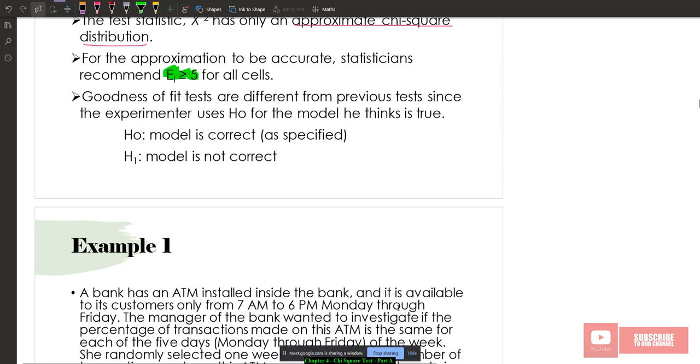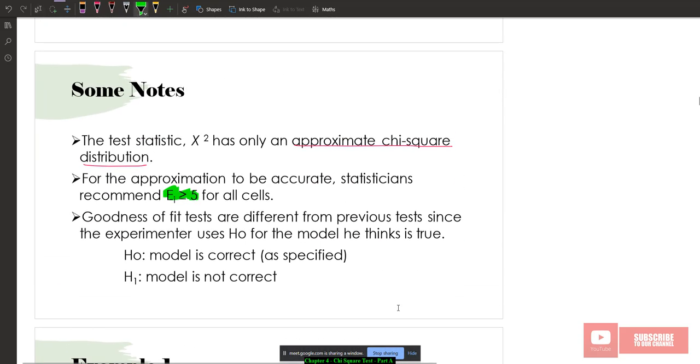So the hypothesis statements for goodness of fit tests are different from the previous chapter, right? The null hypothesis is that the model is correct as specified, whether it follows a binomial distribution or a Poisson distribution, right? The alternative hypothesis is that the model is not correct. So when we are calculating the p-value, right, we are hoping to accept the null hypothesis, right? So then we can proceed with that distribution to conclude our analysis, right?